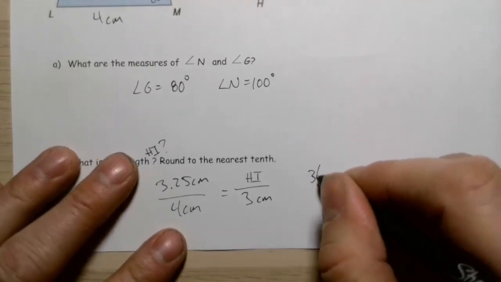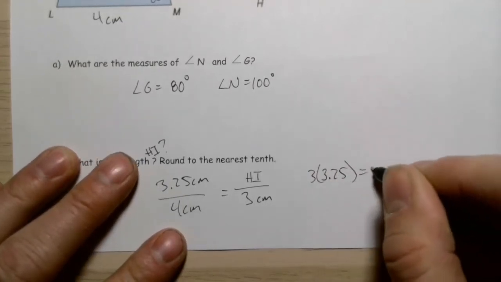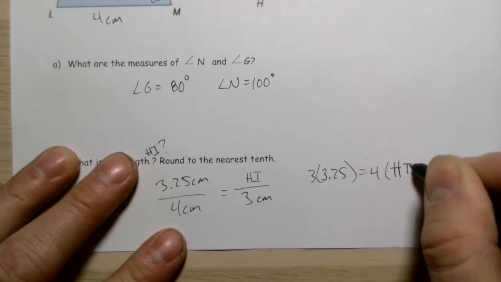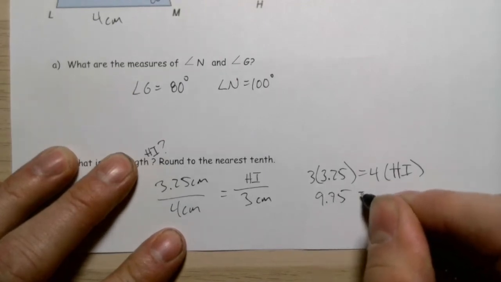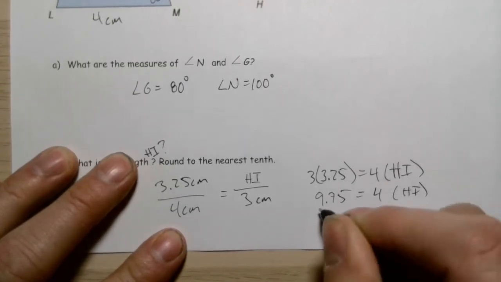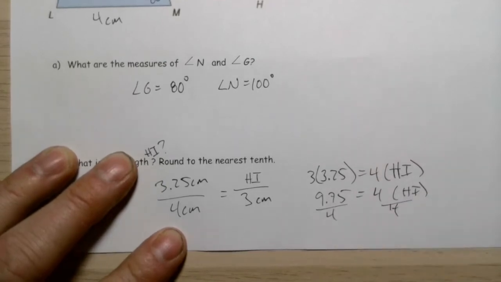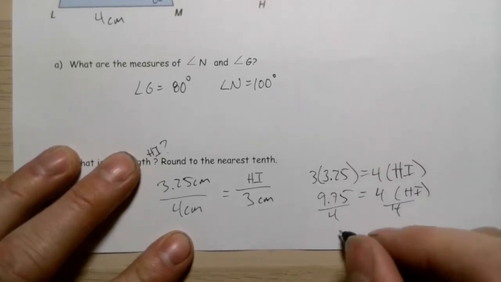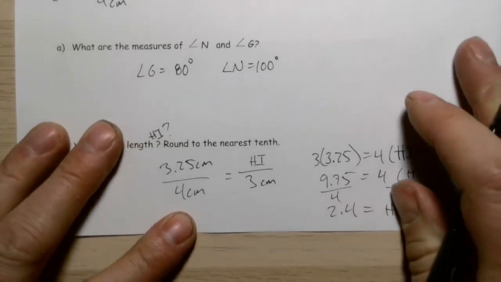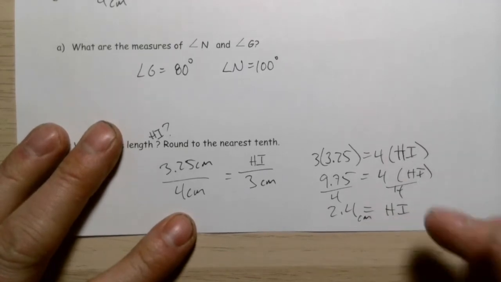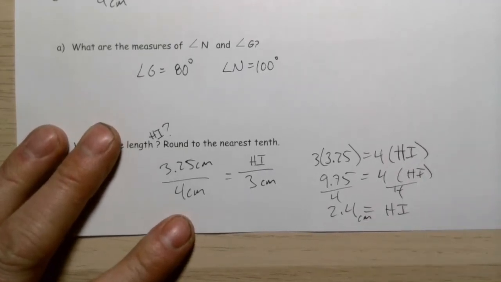So when I cross multiply, I get 3 times 3.25 equals 4 times HI. It's going to be 9.75 equals 4 times HI, and then we'll divide everything through by 4. And we get, rounded to the nearest tenth here, 2.4 is equal to HI. Oops, you can't see that. 2.4 centimeters is equal to HI roughly. Okay. That one was a little bit of a fight to get through here.